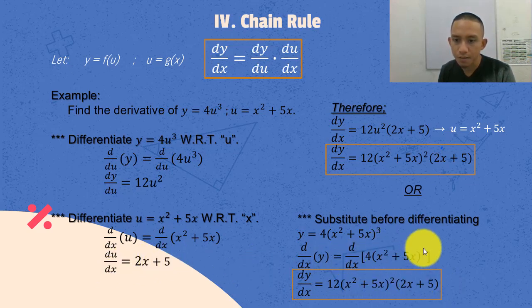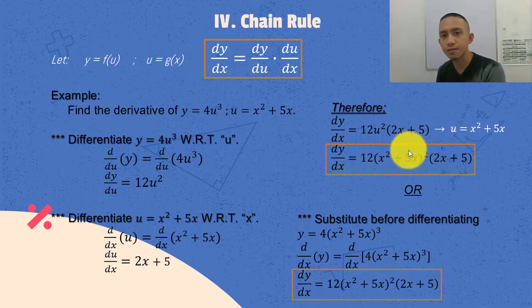Therefore, again, power rule, bring down 3, that will multiply to make it 12. Copy your function and minus 1, and do not forget to differentiate your function. So this is your derivative. So that is your final answer, which is exactly the same as your answer here using your chain rule.